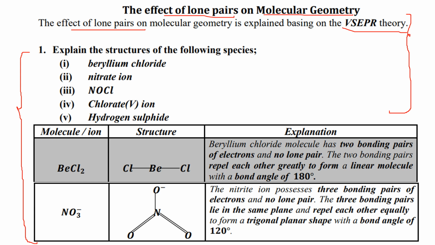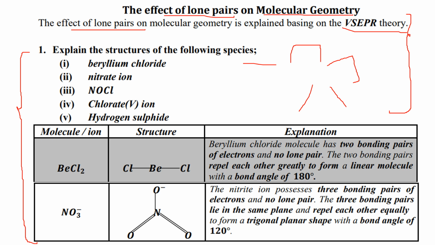Like we already talked about lone pairs of electrons and their effect, the repulsion between a lone pair and lone pair, the repulsion between a lone pair and a bond pair, and also the repulsion between two bond pairs. So here we are going to be putting everything in words, and we explain how the different structures come into existence.